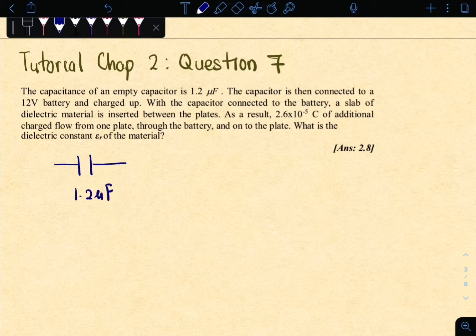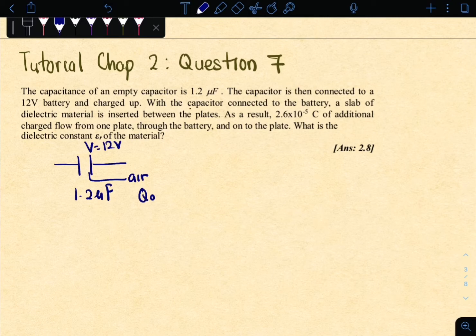Kita connect dia kepada battery and you charge it up. So what happens here is that you fully charge the capacitor, which was initially filled with air. When you fully charge the capacitor, you're going to have a value of Q naught on the capacitor.